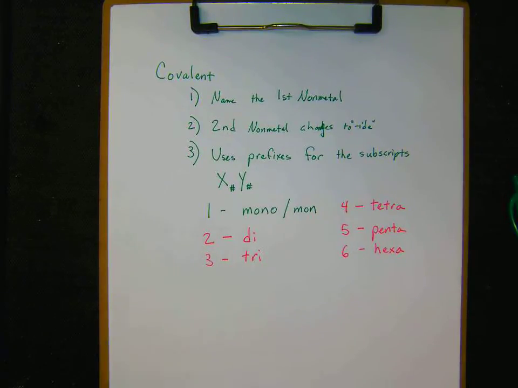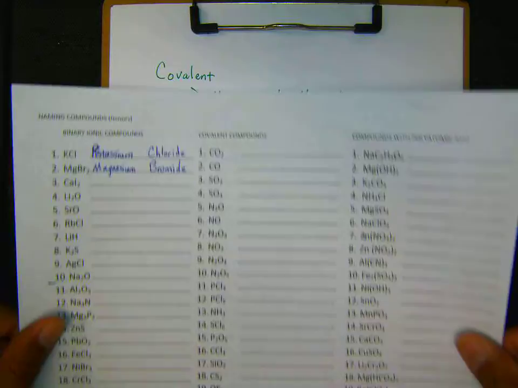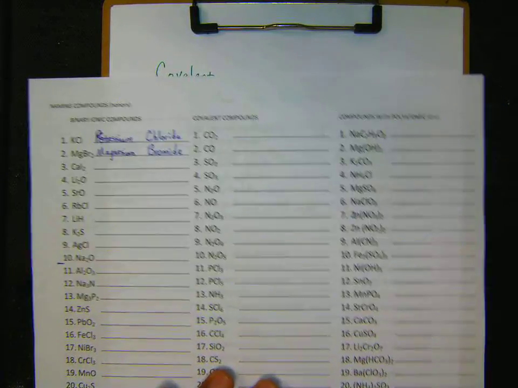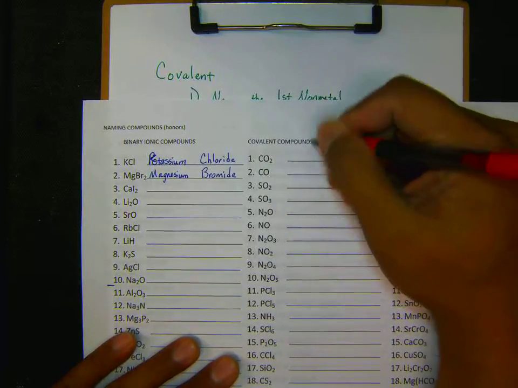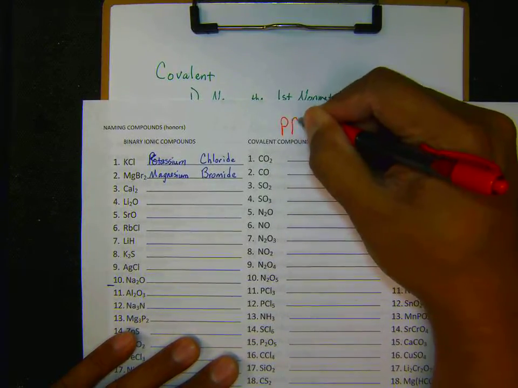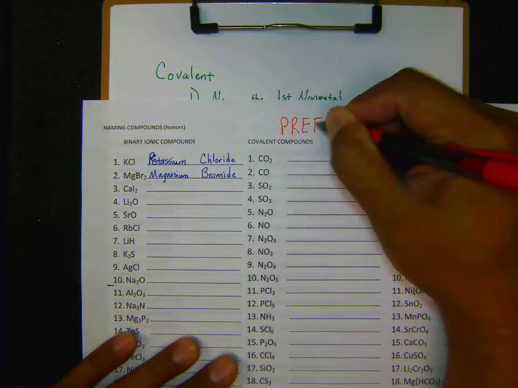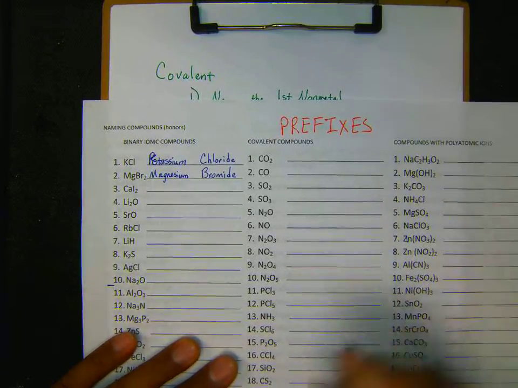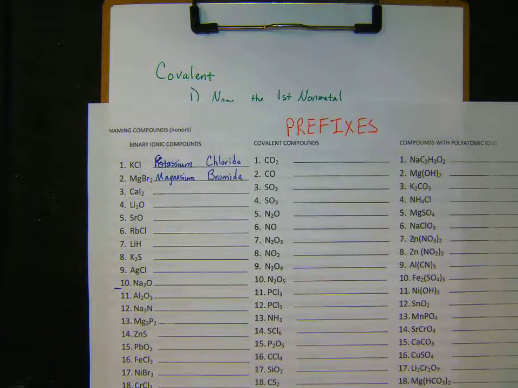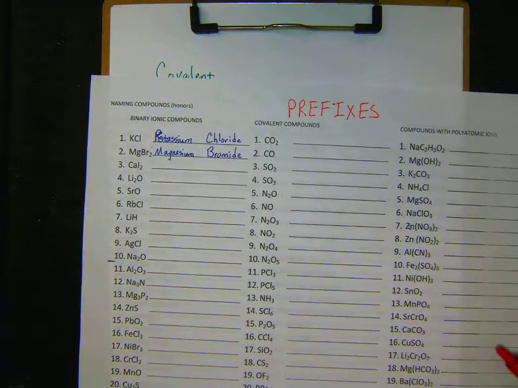Okay, so let's look at these examples then. All right, that would be the next column. All right, and if you please, can you put at the very top of covalent compound in big letters, prefixes? Because all covalent compounds need prefixes. Your binary ionic compounds don't have prefixes. Covalent need prefixes. All right, so let's start with C.